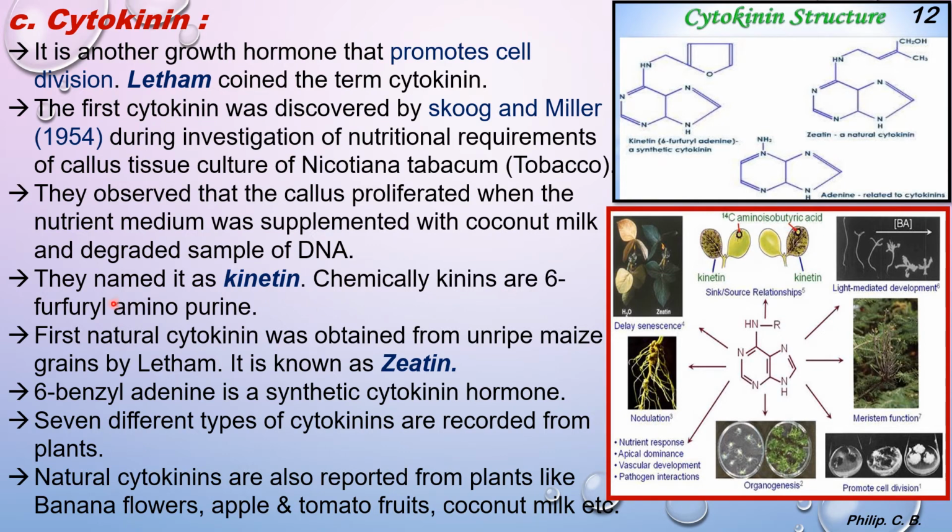Chemically, kinins are 6-furfuryl aminopurine. The first natural cytokinin was obtained from unripe maize grains by Letham. It is known as zeatin. 6-benzyl adenine is a synthetic cytokinin hormone. Seven different types of cytokinins are recorded from plants. So till now there are seven different types of cytokinins, and 6-benzyl adenine is a synthetic cytokinin, that is, an artificially produced one. Natural cytokinins are also reported from plants like banana flowers, apple and tomato fruits, coconut milk, etc.